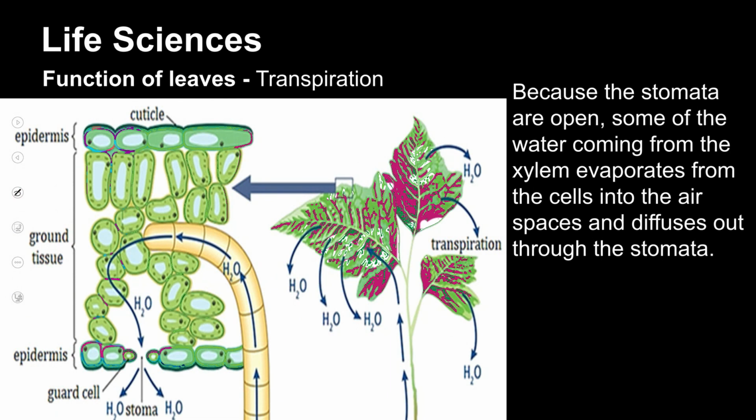The last function of the leaf is the fact that it gives off water by transpiration. Some of the water coming up from the roots, some of it goes into the palisade cells so they can photosynthesize, but a lot of it actually passes into the cells and out through the stomata, and this process is called transpiration. In the next lesson, we will be having a look at transpiration and some of the aspects of water movement through the plant.